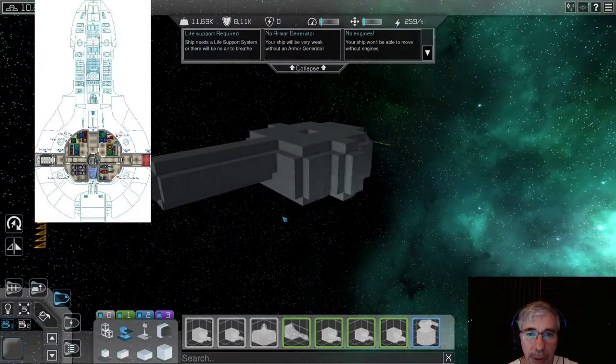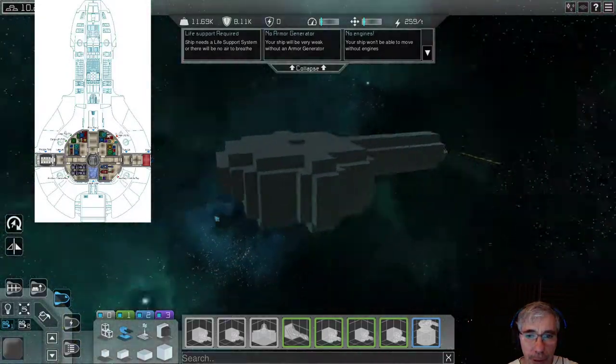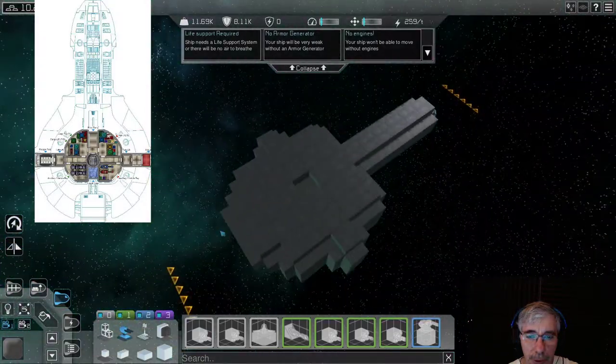Let's take a look at how it is looking from outside. Not too bad.